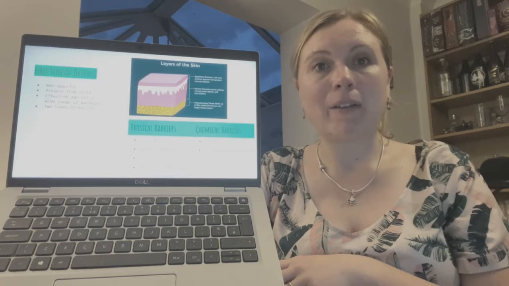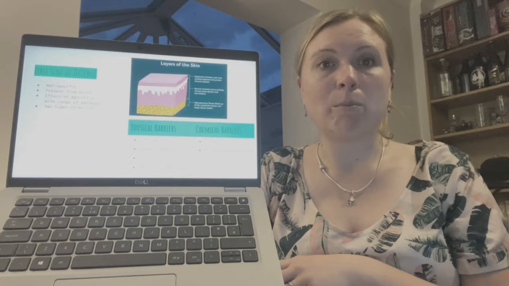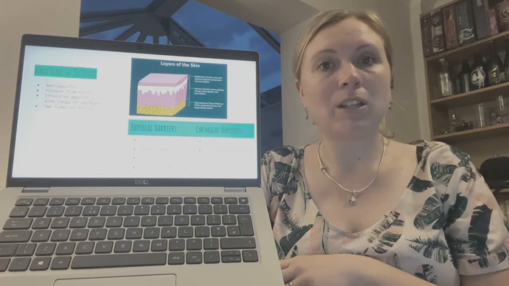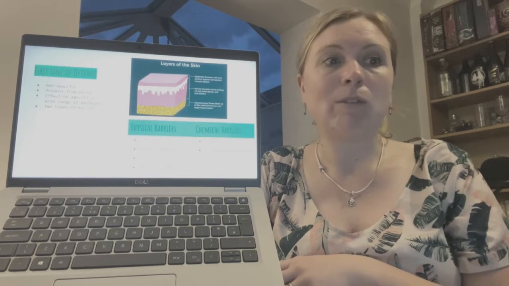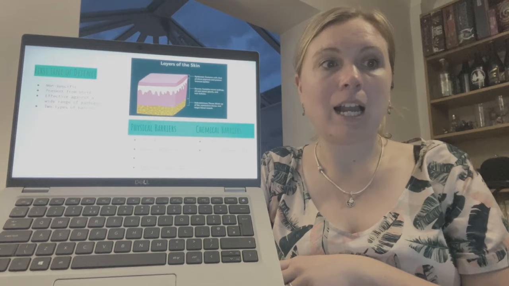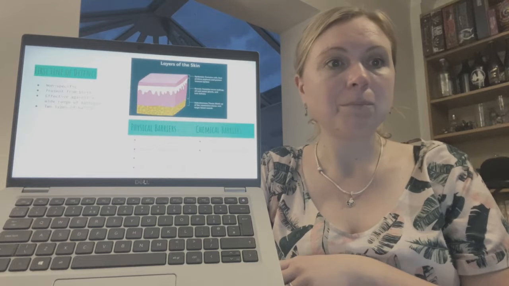Physical barriers prevent pathogens from entering the body. The skin is perhaps the most effective of the physical barriers as it covers the entire body, it is waterproof and is made up of several robust layers. As you can see in the diagram here, we've got the epidermis, the dermis, and the subcutaneous tissue.